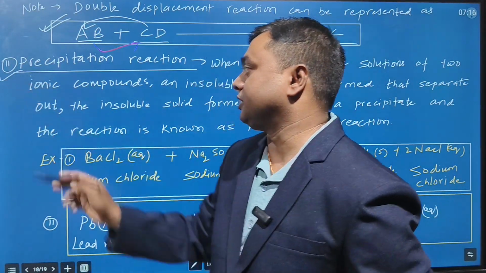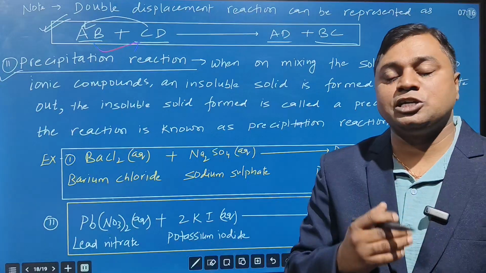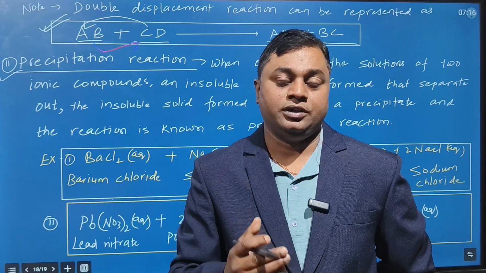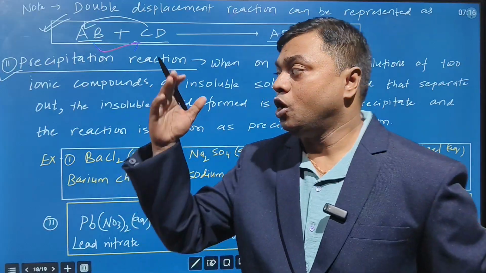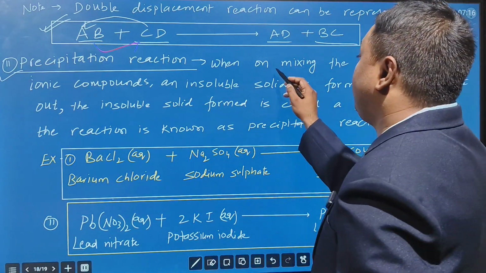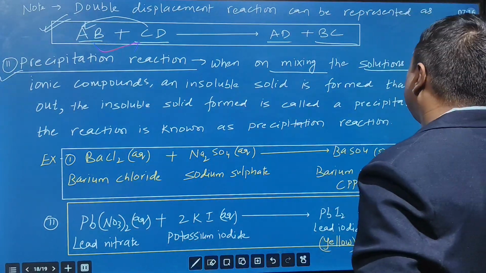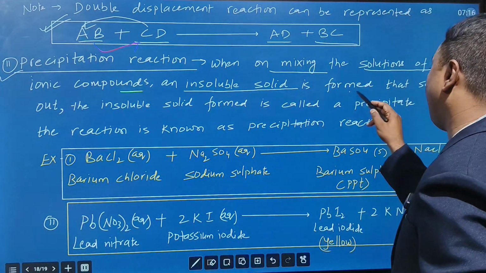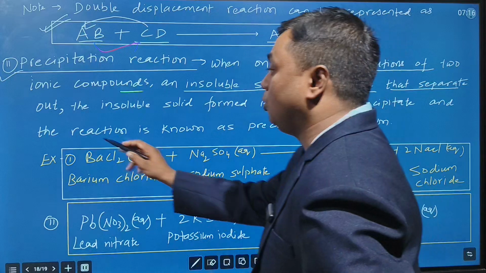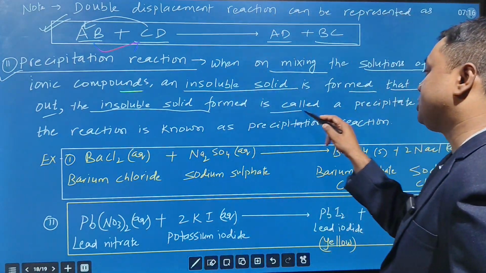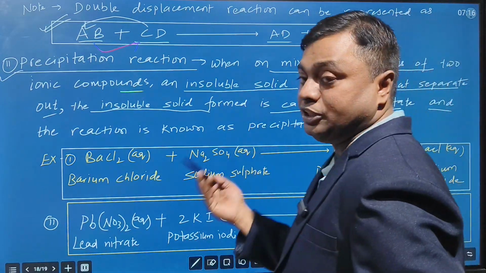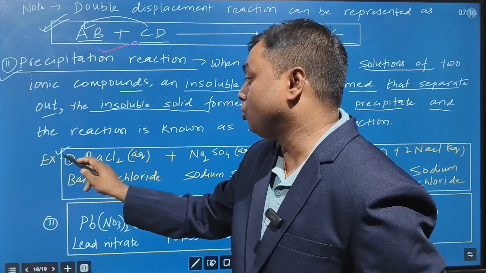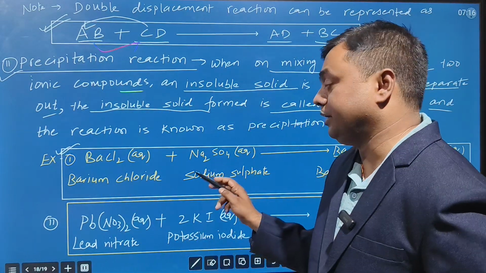A precipitation reaction. It is a type of double displacement reaction in which a solid precipitate is formed. This is the proper definition. You can write like this also: when on mixing the solutions of two ionic compounds, an insoluble solid is formed that separates out, the insoluble solid is called a precipitate, and the reaction is known as a precipitation reaction. For example, you can see barium chloride reaction with sodium sulfate gives you what?